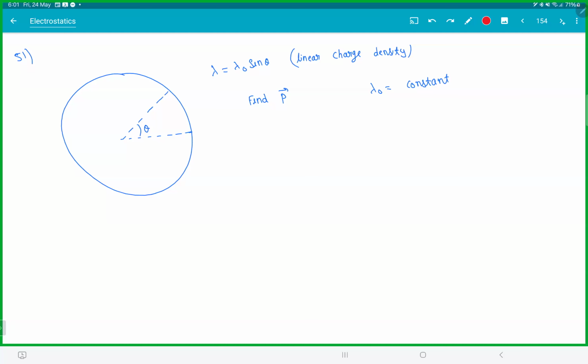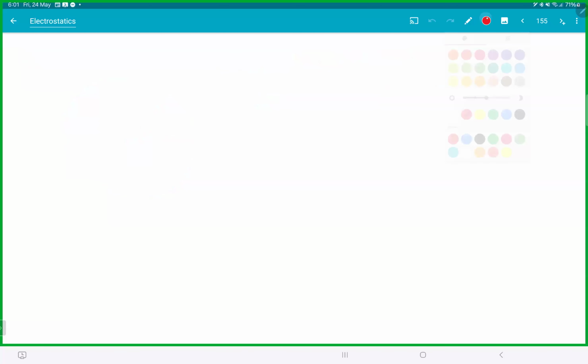Any other got an answer? Yeah, one answer: r square lambda naught pi up. Okay. Yeah, looks right. So let's see. The same idea.